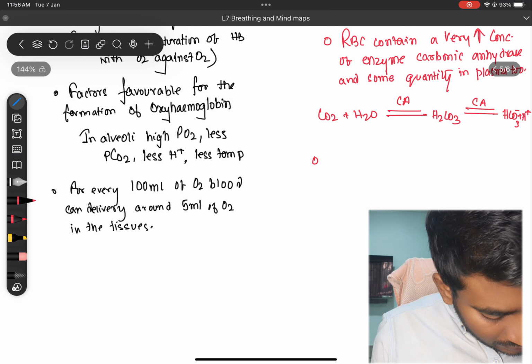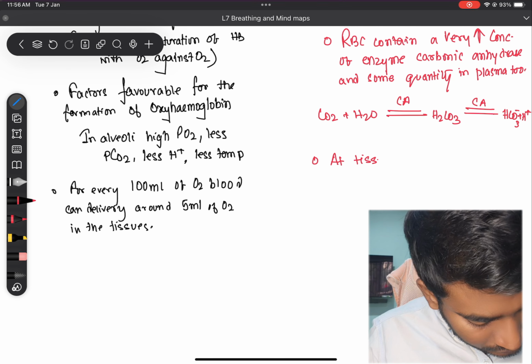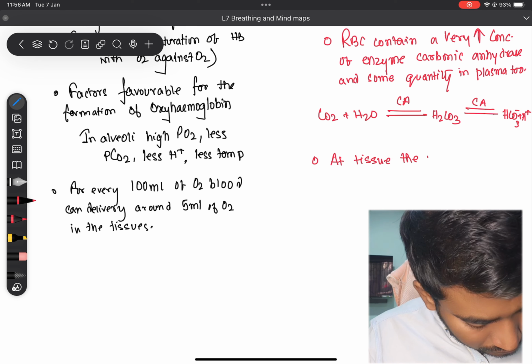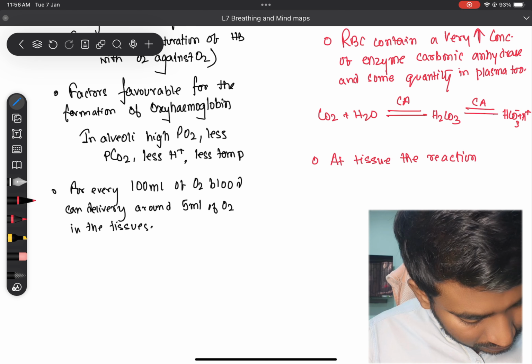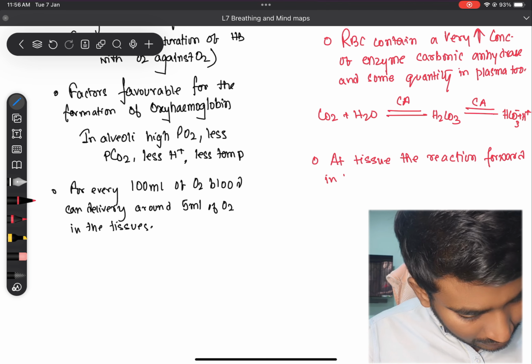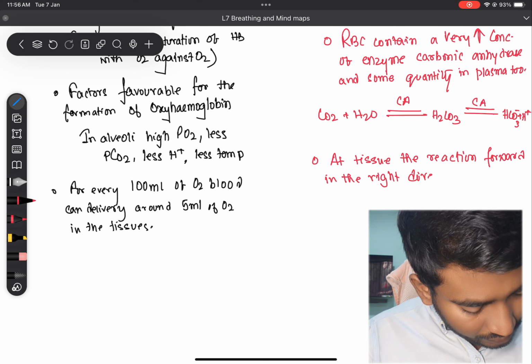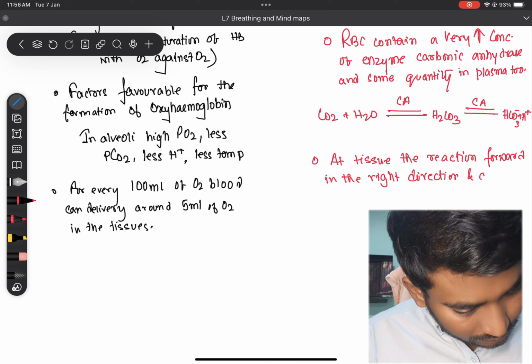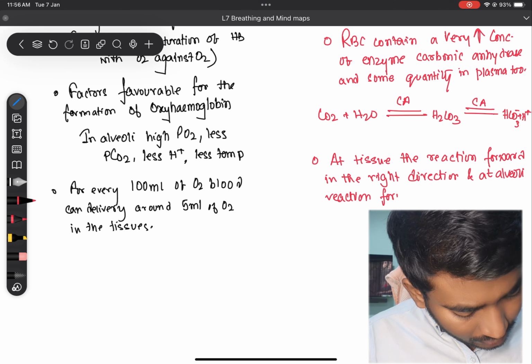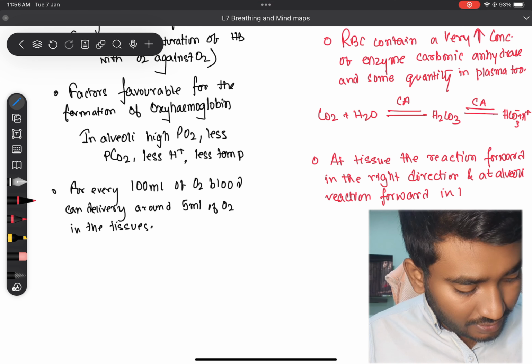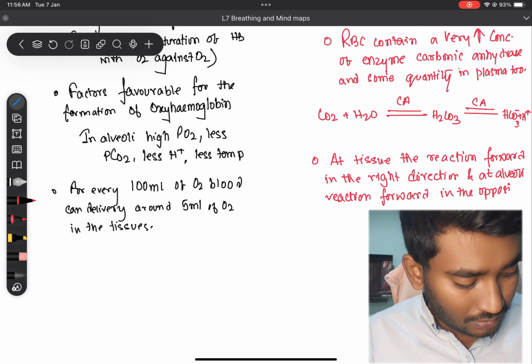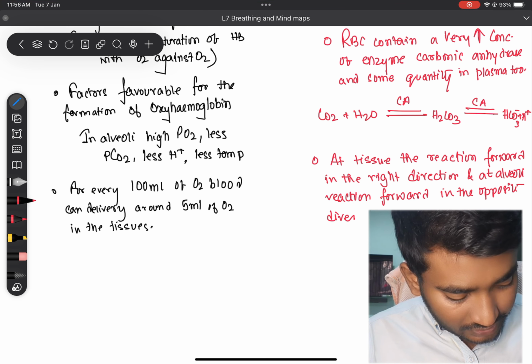Okay, now at the tissue level, the reaction goes forward in the right direction. And at the alveoli, the reaction goes in the opposite direction. In alveoli, it proceeds in the opposite direction.